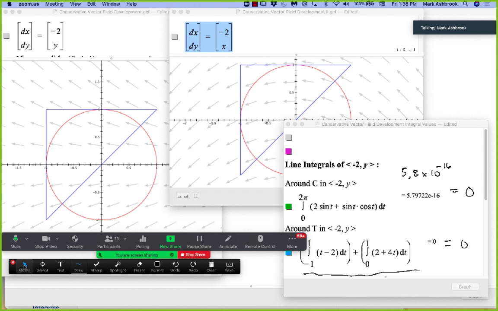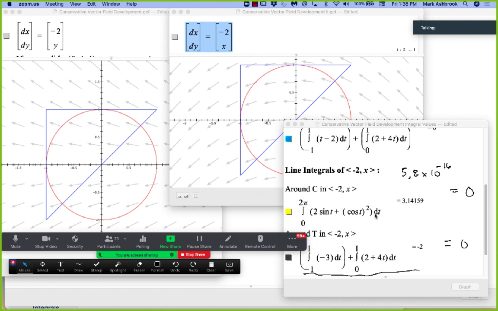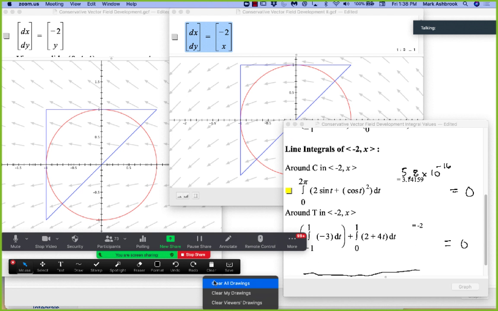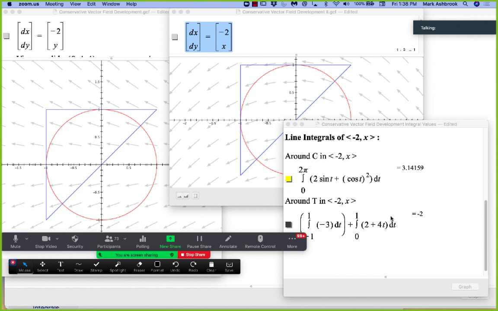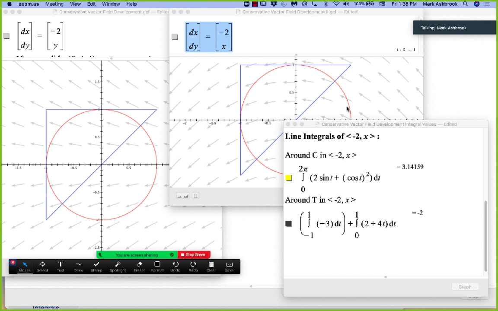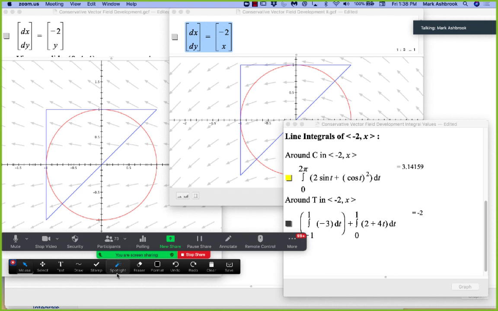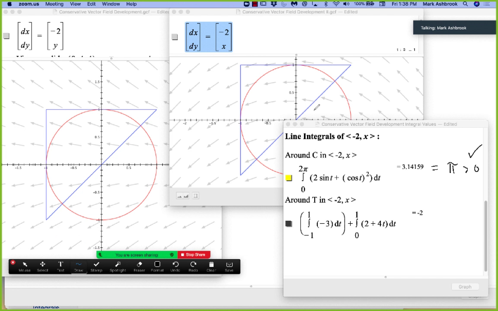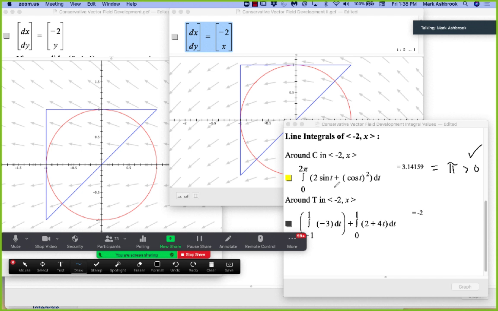We predicted, I think, positive for one and negative for the other. Let's take a look. So here's through negative 2x. We predicted positive for the circle, and we got pi. So when you actually do the math on that one, you get pi, greater than 0. We were right. And we thought that this triangle was negative, remember? Because we had a strong negative, and then just some moderate positive. And indeed, it's negative 2 when you do that one.